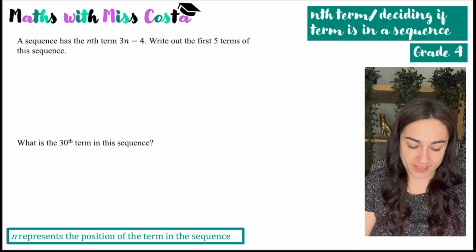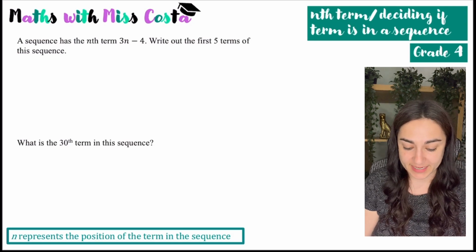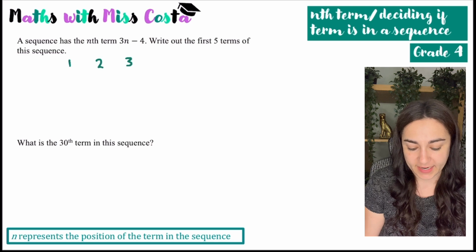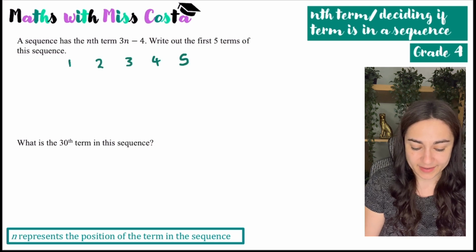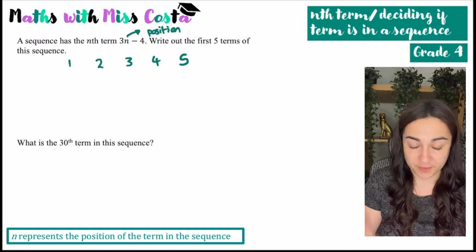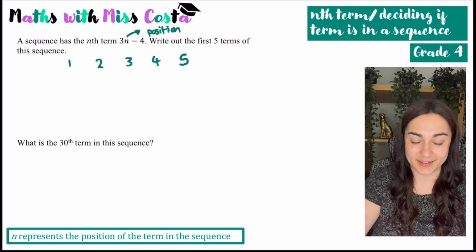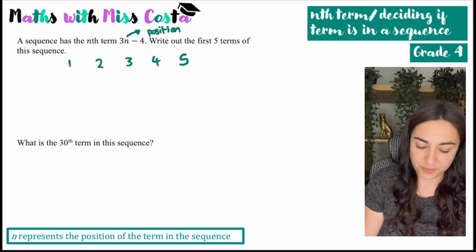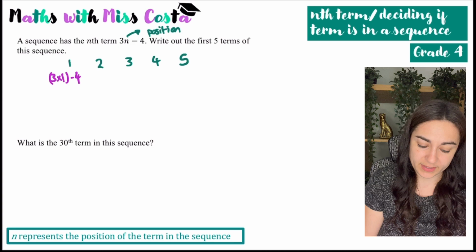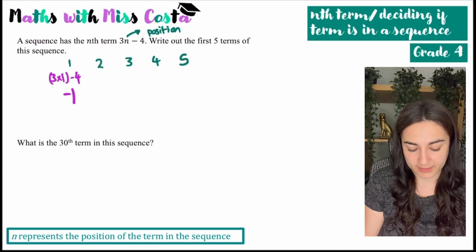Similarly, sometimes you might be given the nth term and asked to write out the first 5 terms of a sequence. Now n just represents the position, whether it's the first, second, third. So for the first term in any sequence, n is going to be 1. So I'd do 3 times 1, take 4. 3 times 1 is 3, take 4 is minus 1.